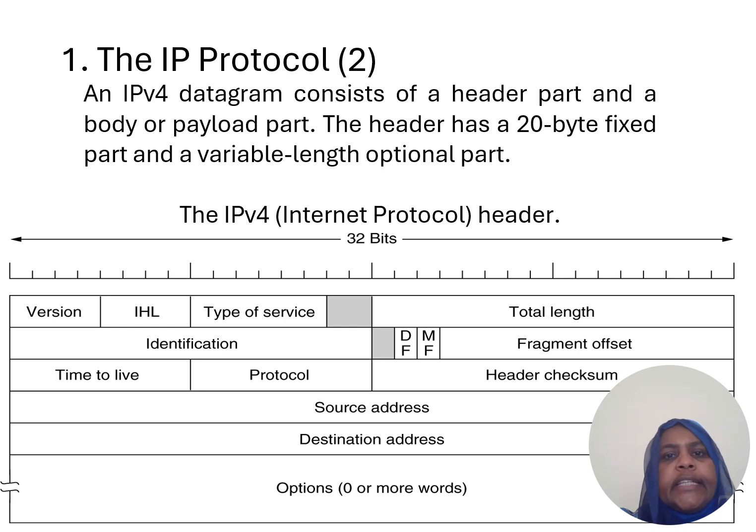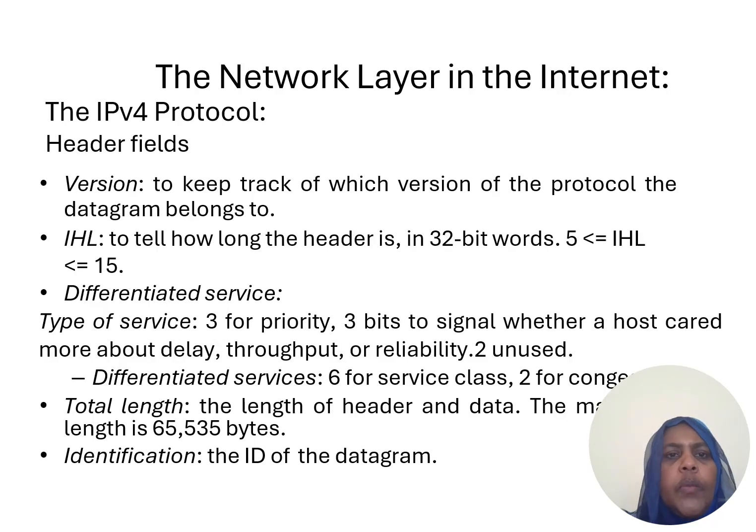Internet version 4 datagram consists of a header and a body, or a payload. The header has a 20-byte fixed part and a variable length optional part. IP header fields are: Version, to keep track of which version of the protocol the datagram belongs to. Currently, there are two versions, version 4 and version 6. The IHL will tell how long the header is. The IHL least value is 5 and maximum value is 15.